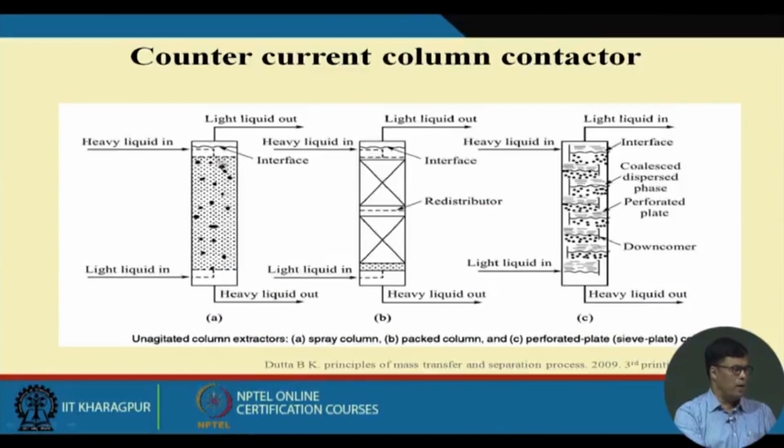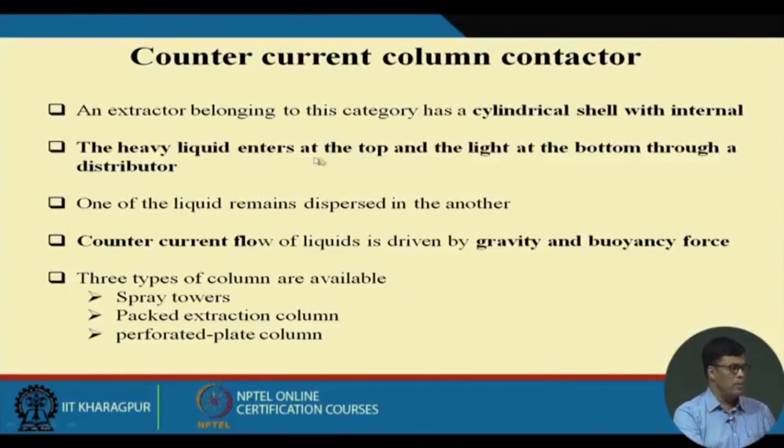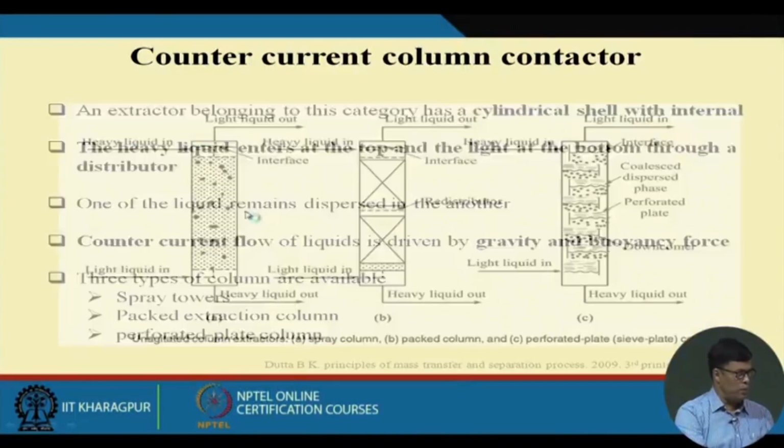So we have this is the spray column. We spray the heavier liquid here, and this is lighter liquid here, and when it goes like this, then they mix together. This is heavier liquid from the top and lighter from the bottom, this is the counter current column contactor that we have.